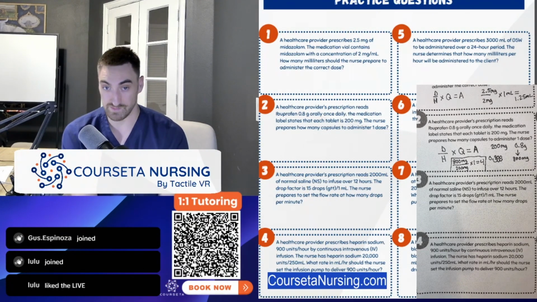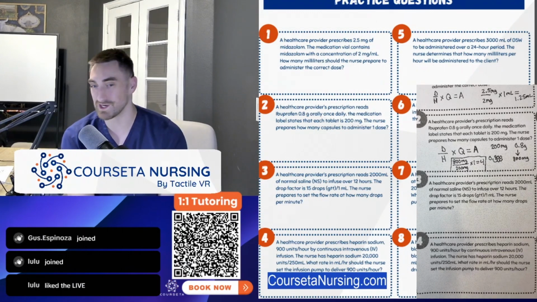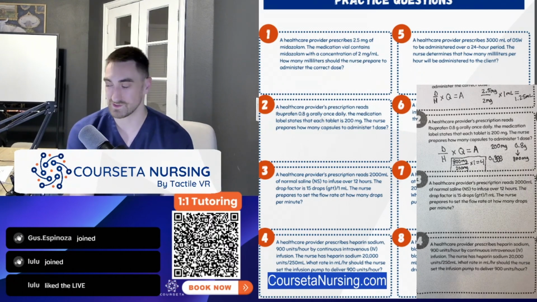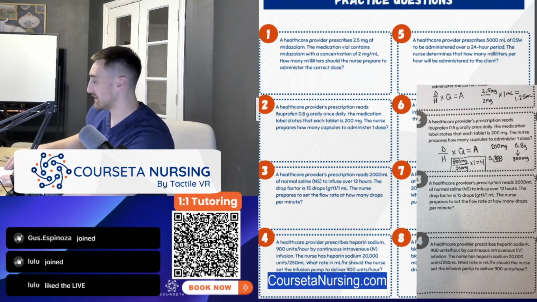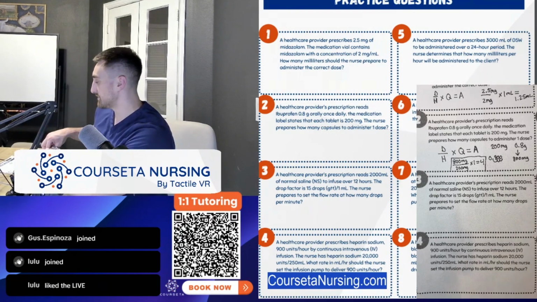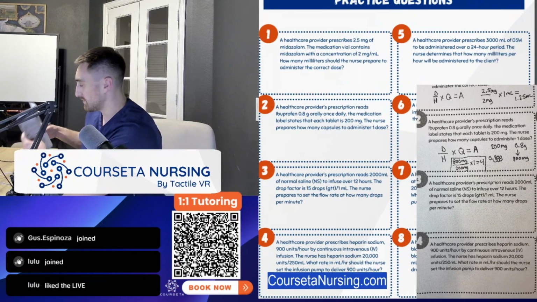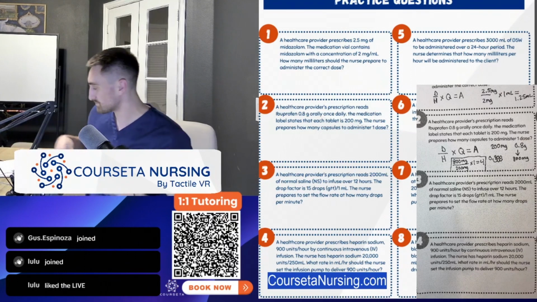Remember, guys, earlier we mentioned that if there is something that mentions a drop factor, then we're using our drops per minute formula. The nurse prepares to set the flow rate at how many drops per minute. So it gave us a drop factor, so we know right away that this is a drops per minute question. Let's go ahead and do this practice problem together.